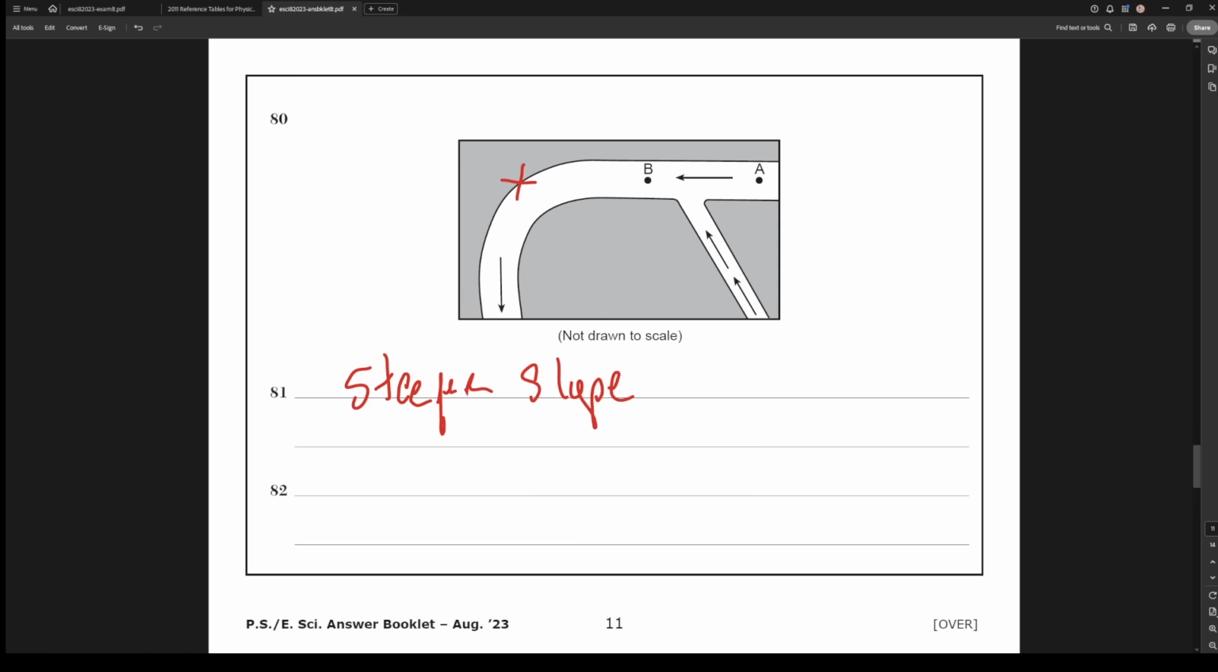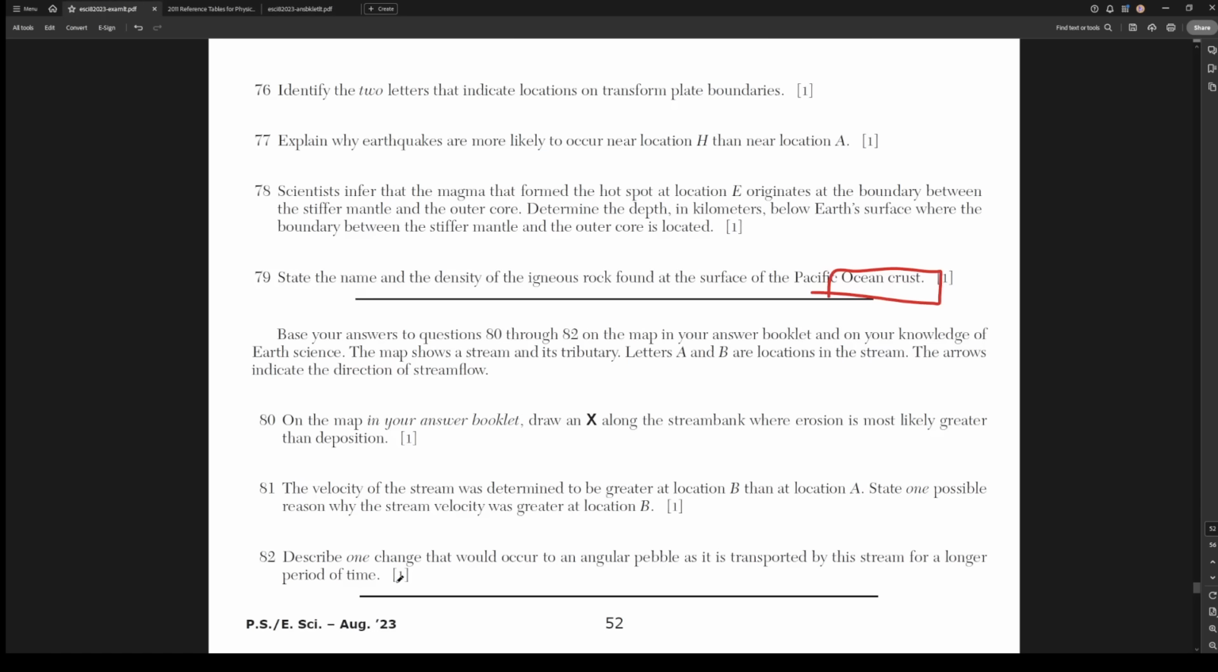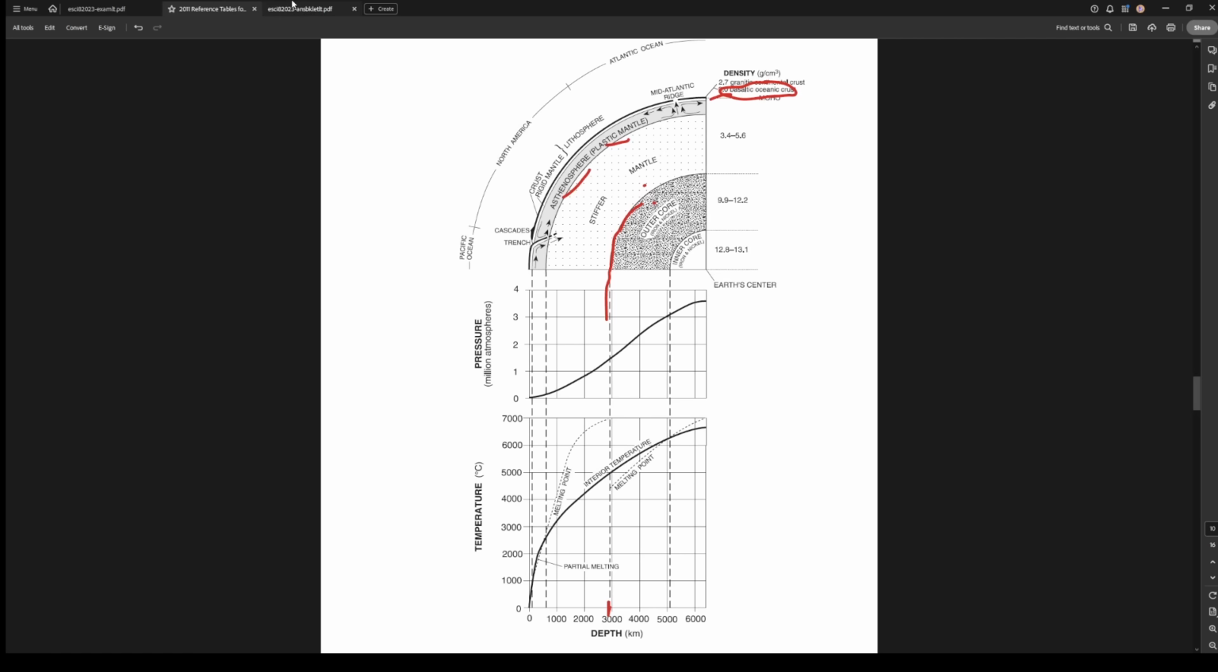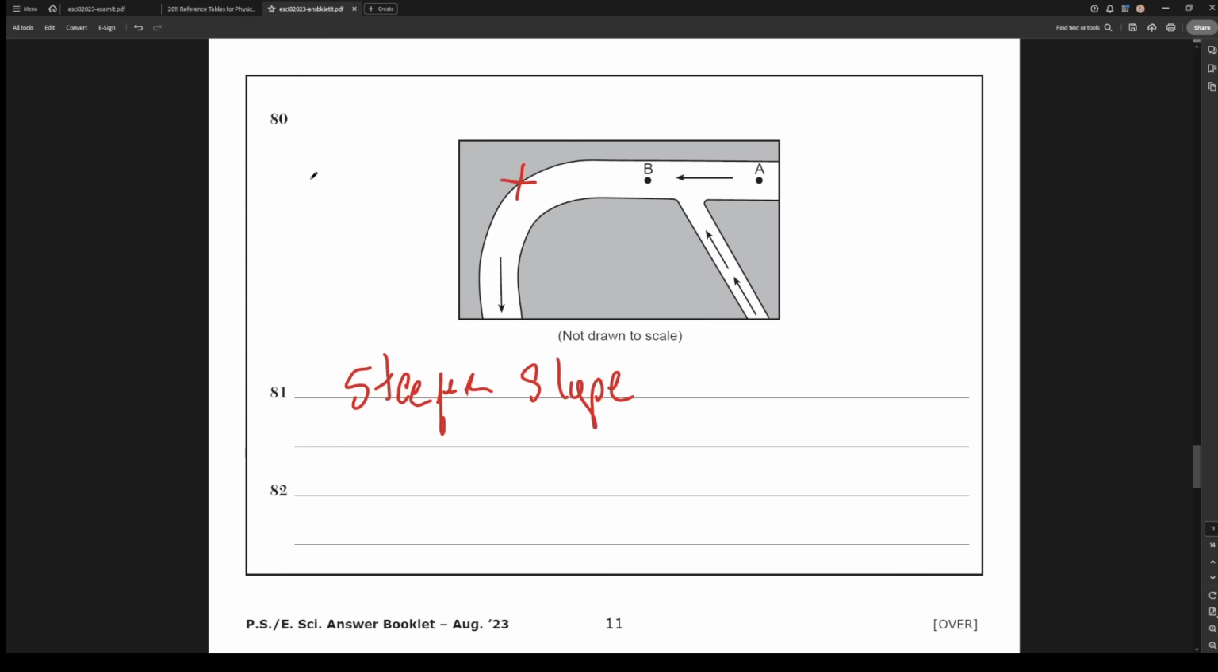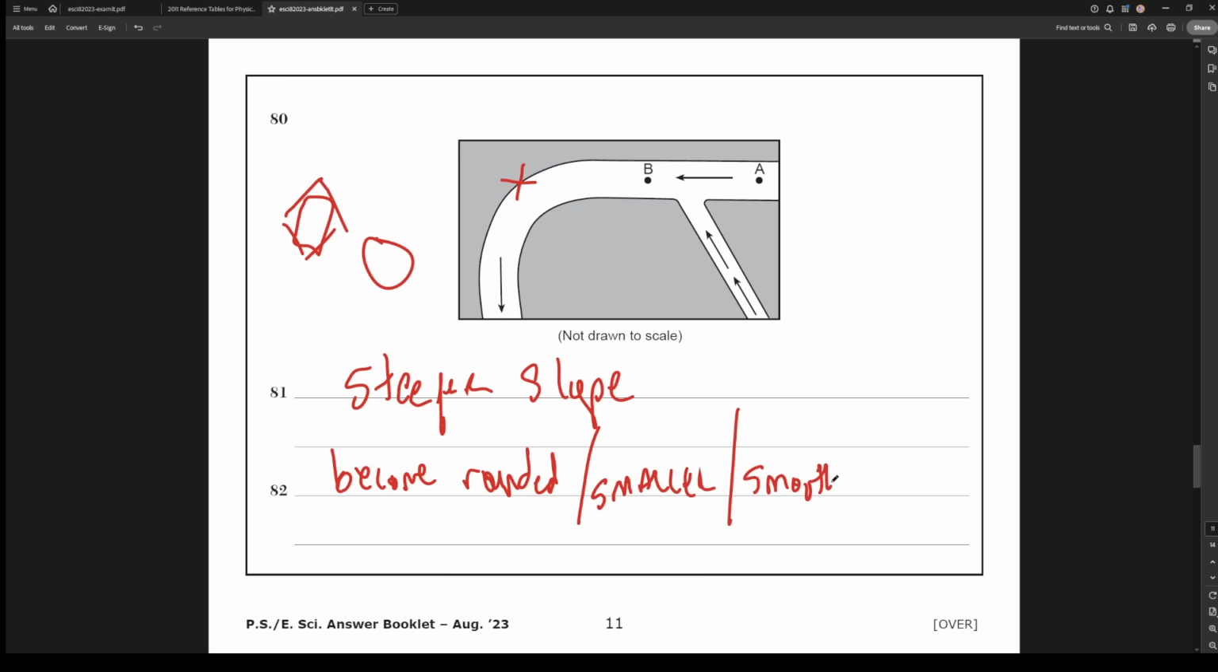We're going to go 82. Describe one change that would occur to an angular pebble as it's transported by the stream for a long amount of time. So that's going to be abrasion, and essentially the angles are going to chip off. So if you have an angular fragment, the edges would chip off and it would round it out. So it would become rounded. You could also say it gets smaller. You could also say it gets smoother. Any of those they'd probably take.